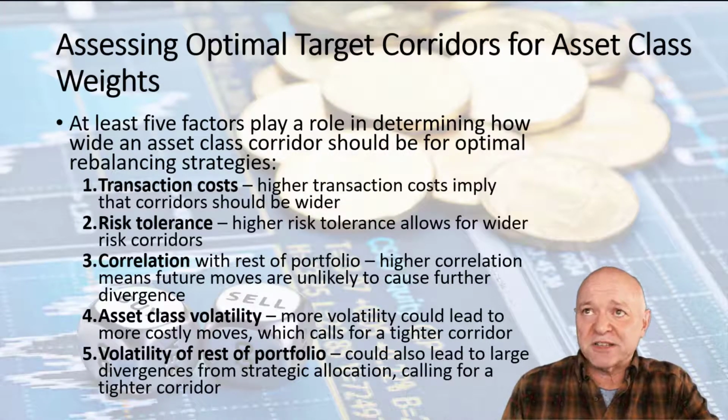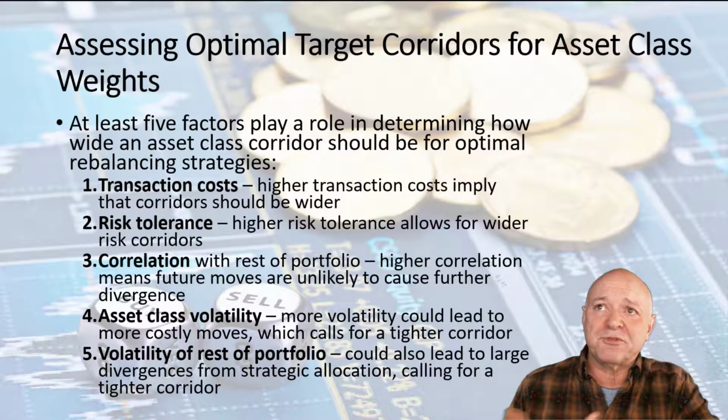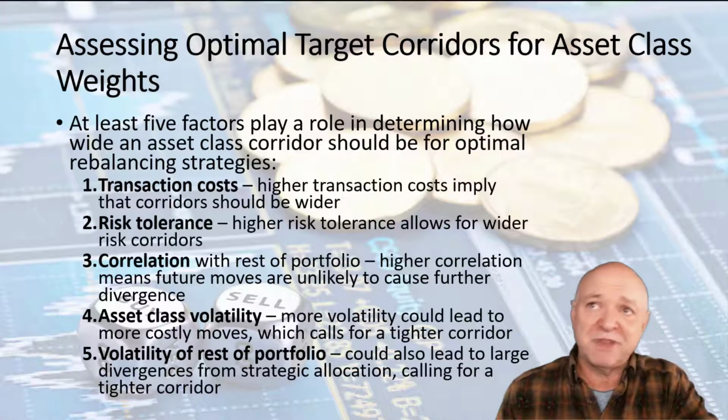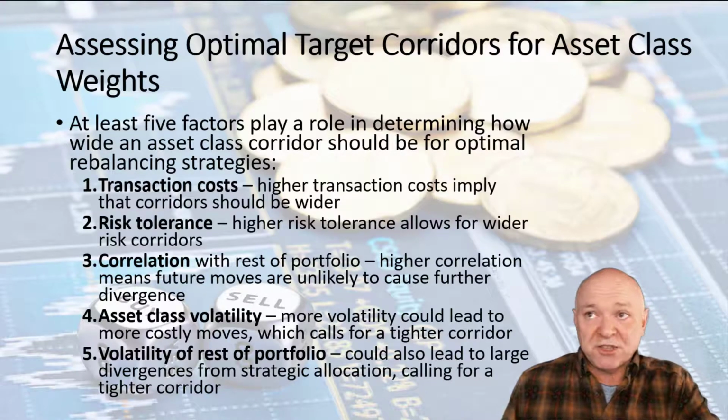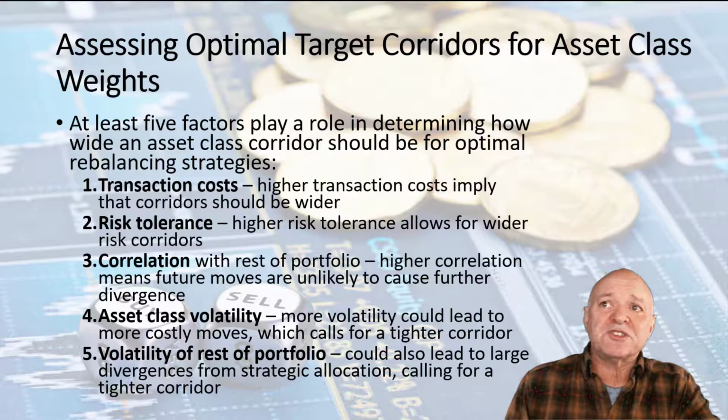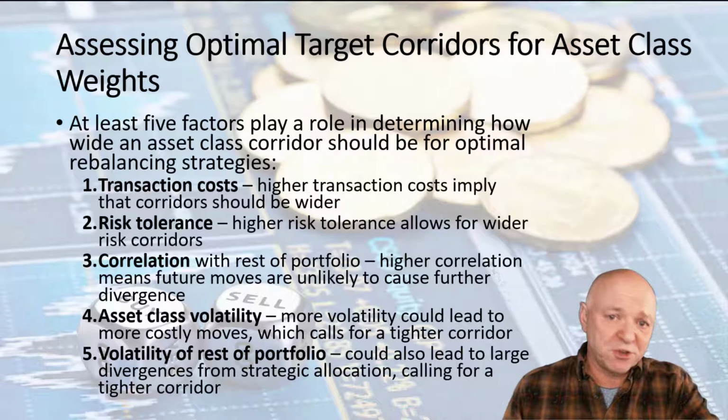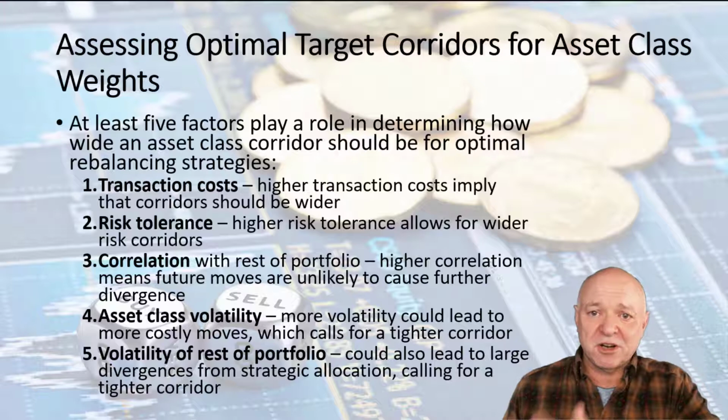Setting those targets for corridors for asset classes is going to depend on a number of factors, and here we have 5 of them. Transaction costs. Higher transaction costs imply wider corridors. In other words, we want to reduce the amount of trading because we want to reduce the transaction cost. Higher risk tolerance also allows us to shift our corridors wider.